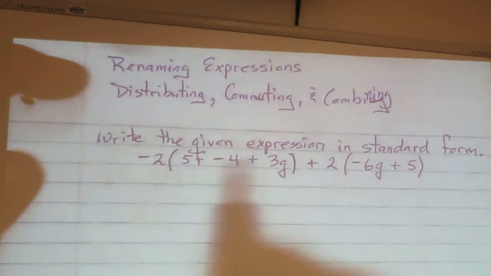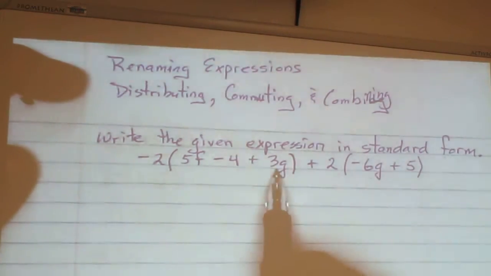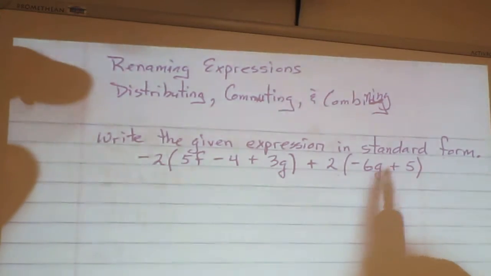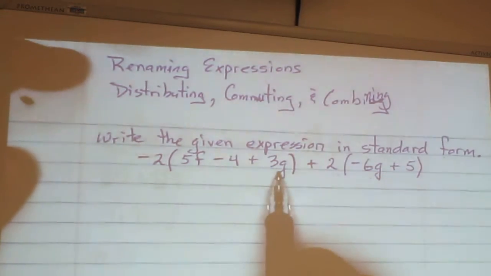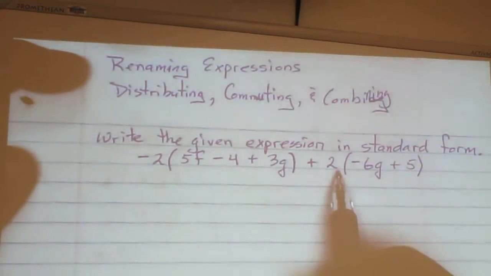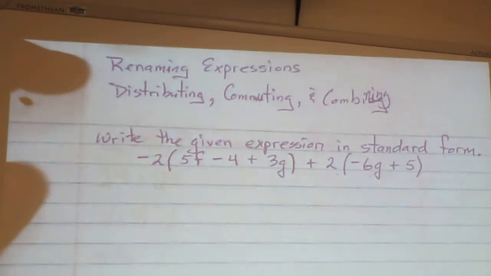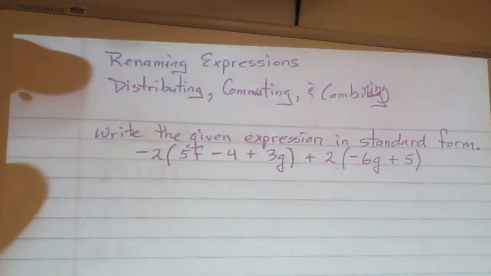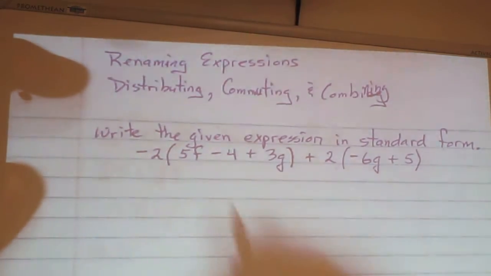So we have two groups. It would be nice to combine. I see a G here and a G here, but this is in this group and this is in this group, and we cannot commute yet because there's still multiplication of those groups. So let's distribute both groups.